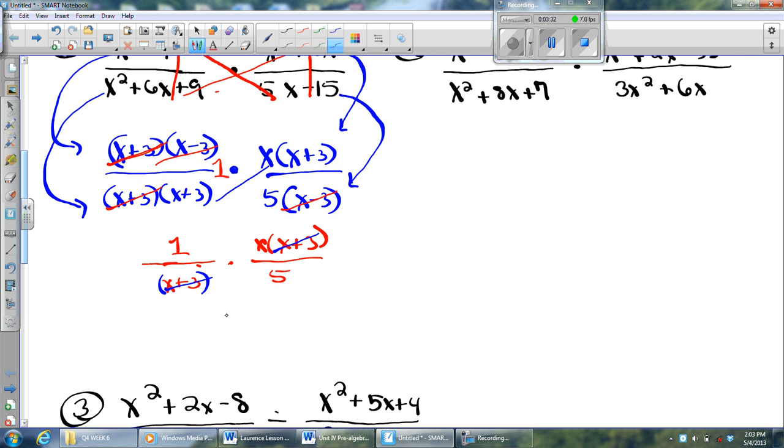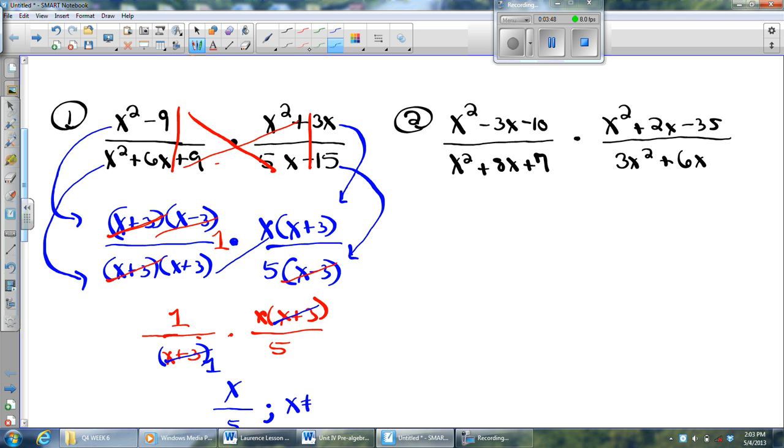I have 1 times x, which is x. And I have 1 times 5, which is 5. Now, by the way, this is only true when x cannot equal certain numbers. So let me go back and check what numbers. I'm going to highlight the places I had defined.